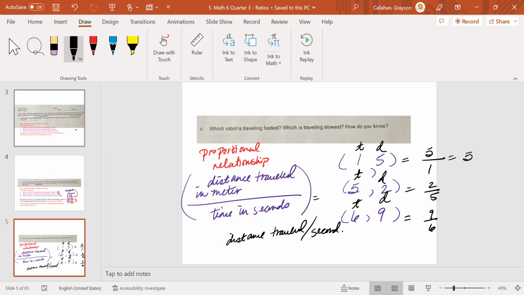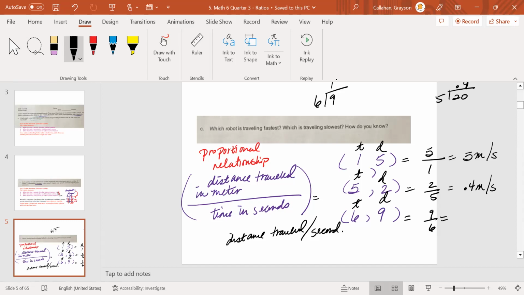5 divided by 1 is 5. So that means we are traveling 5 meters per second, okay? 2 divided by 5, put a dot, 0, 4. So this is traveling 0.4 meters per second. So in 1 second, they're only going 0.4 meters. The first one is going 5 meters every 1 second. This one, 9 divided by 6. So 1, 5. So this one's traveling 1.5 meters for every 1 second.